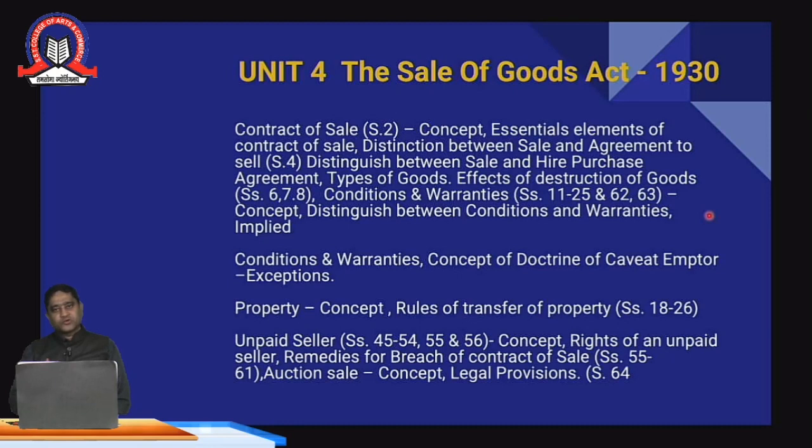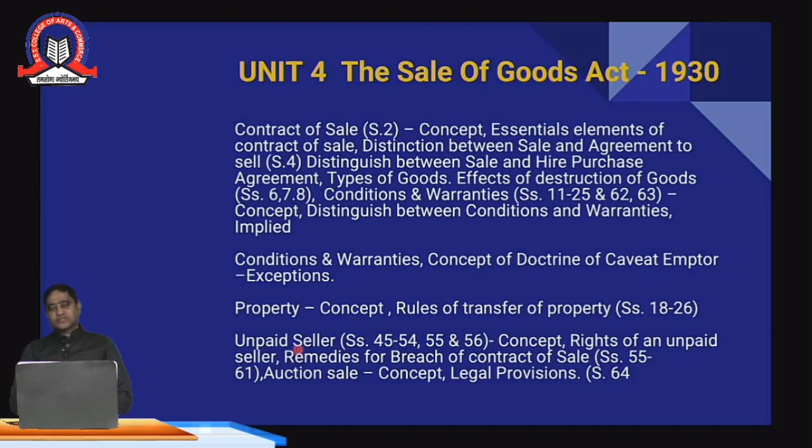We should not rely on the seller's skills and judgment when he is selling the goods. That means we should keep our eyes open. But there are some exceptions related to this. So that is the doctrine of caveat emptor. Also, we will be speaking of the concept and rules of transfer of property under section 18 to section 26 of the Sale of Goods Act.